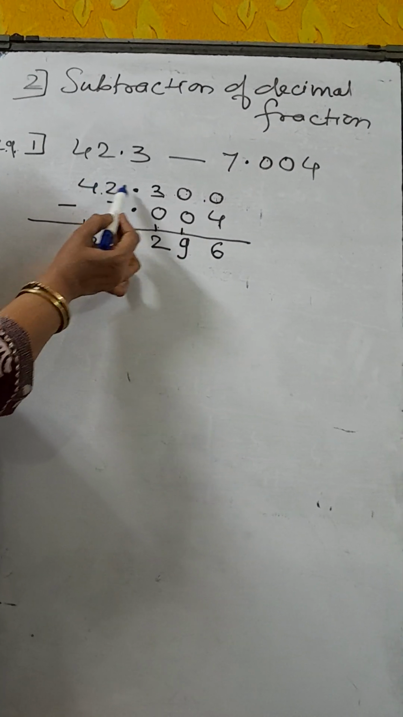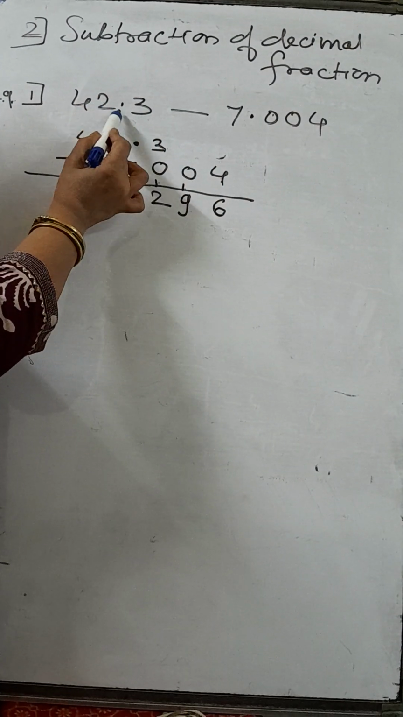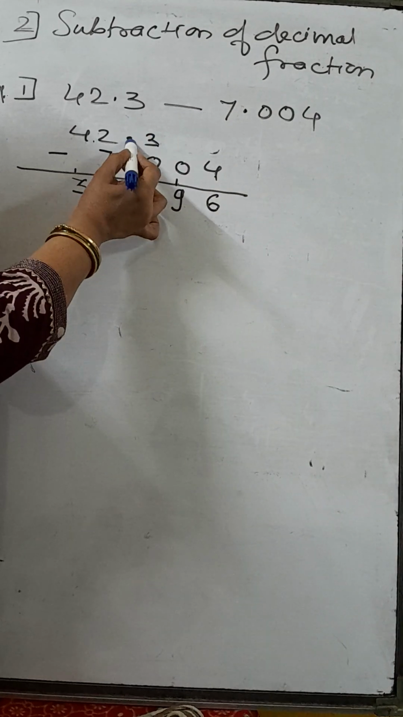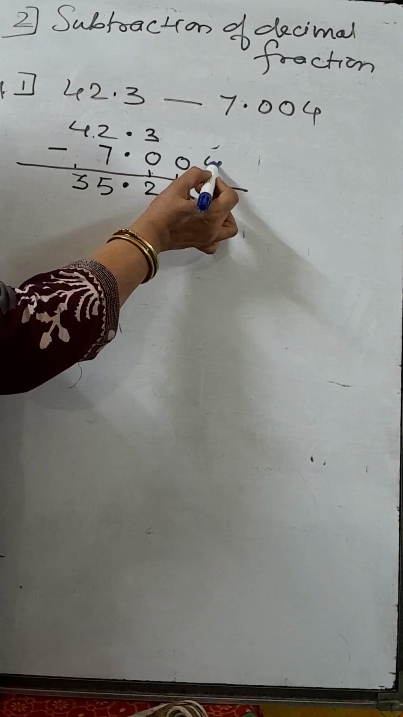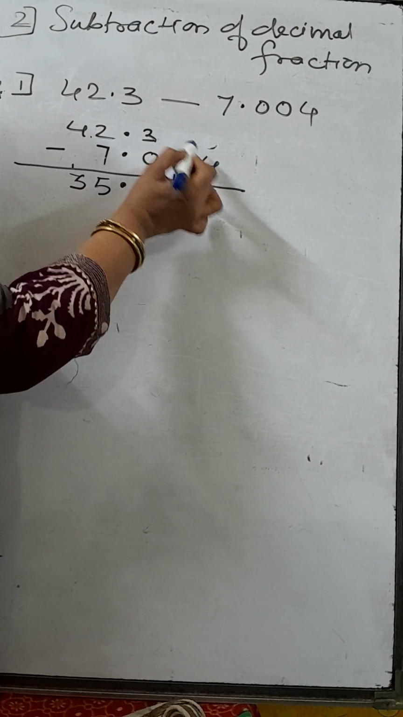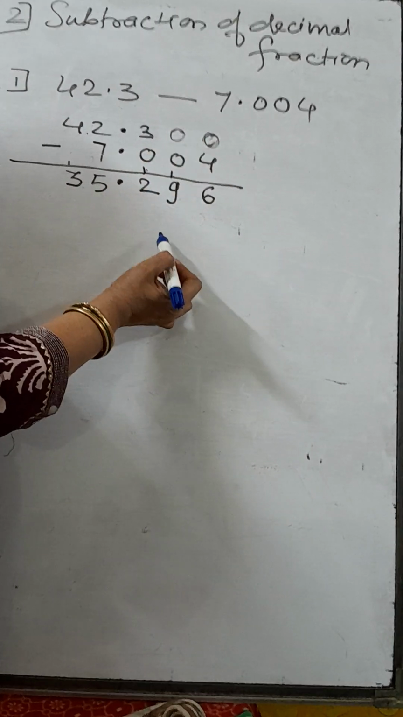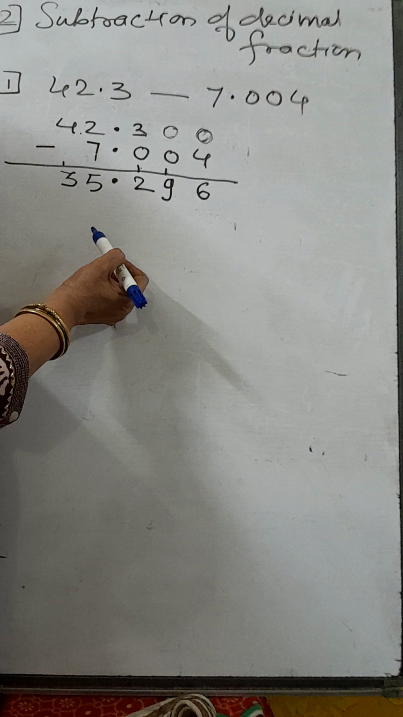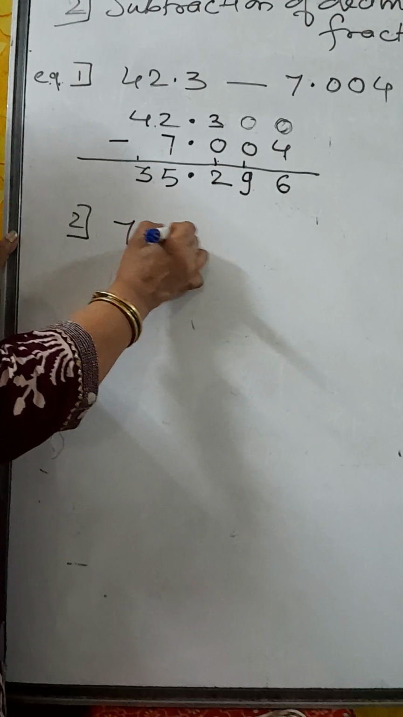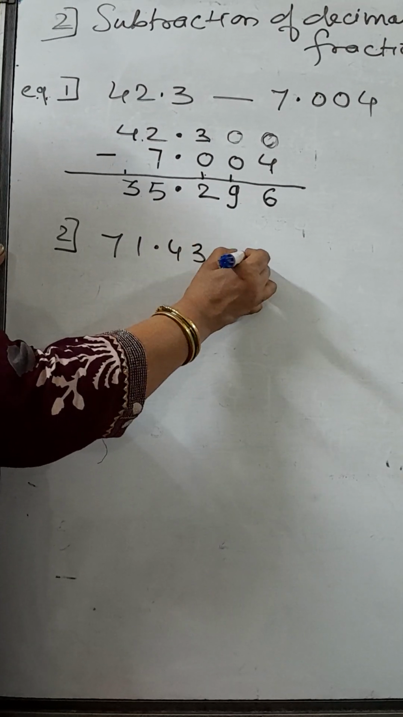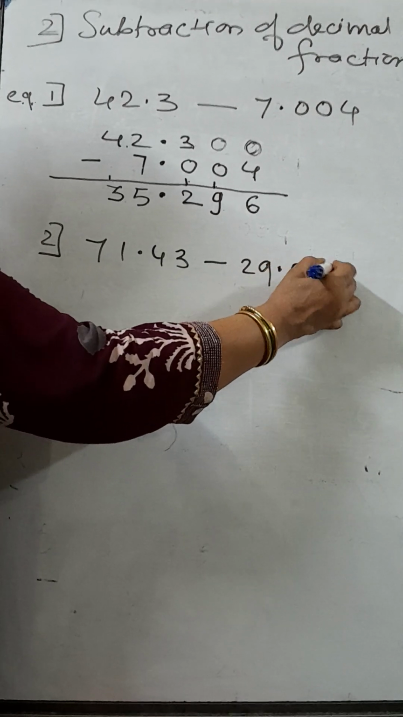I repeat, 42.3 was given, and minus, below the decimal, 7.004. But above the 0 and 4 there is no number, so we have put this 0 over here. And then we have done the subtraction. One more example. 71.43 minus 29.294.